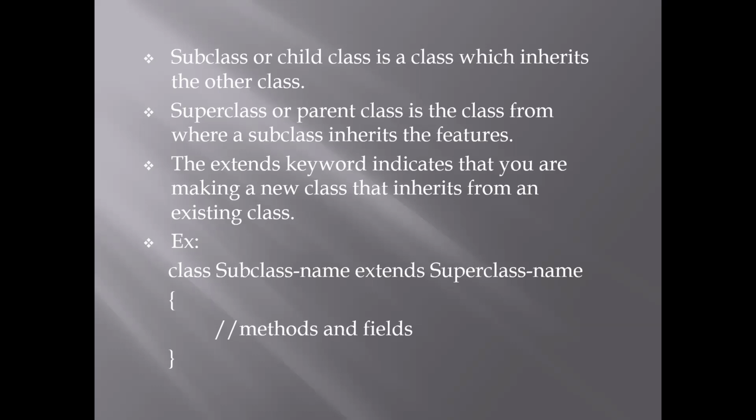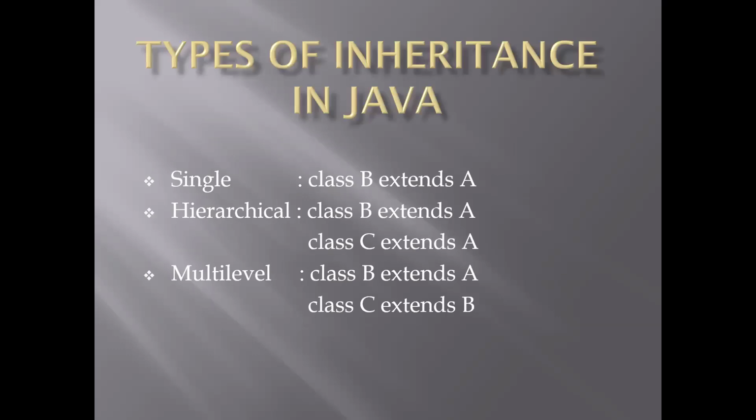Okay. Yeah, and in this body you put your code, fields, properties, methods or functions that are related to the subclass. Okay. Okay, great. We have some types of inheritance. We have three types of inheritance in Java. Okay.